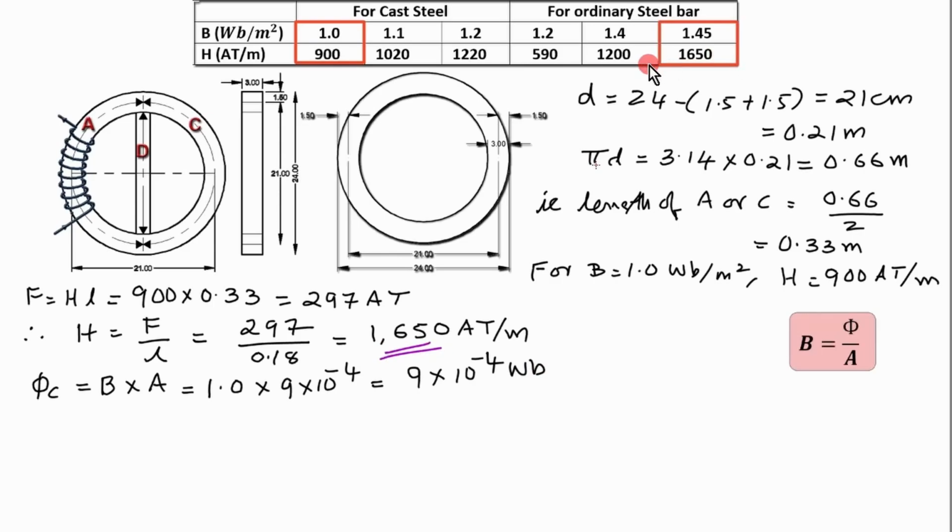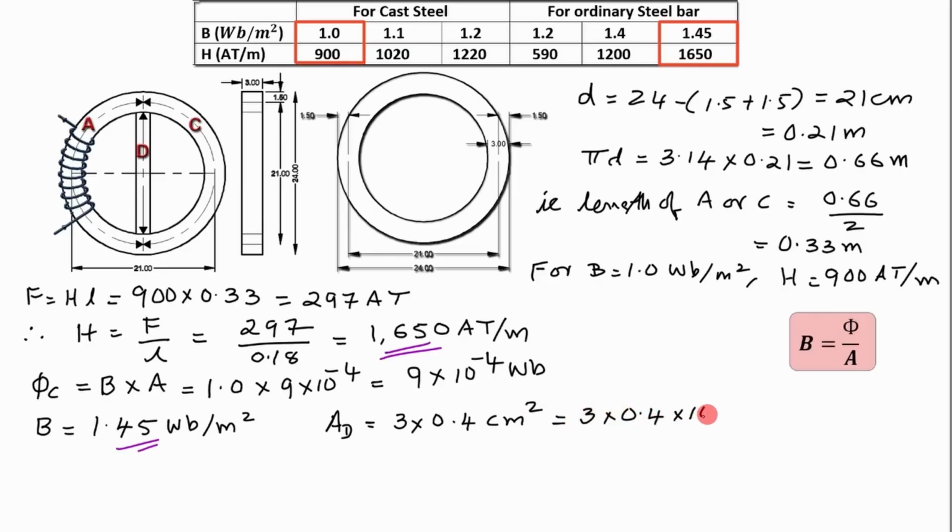From the table, for a magnetizing force of 1650, the corresponding flux density is 1.45 Weber per meter square. Therefore, for that ordinary steel bar fixed in the middle, B is equal to 1.45 Weber per meter square, as we got from the table. Area of cross section of this middle ordinary steel bar is given as AD is equal to 3 into 0.4 centimeter square. That is equal to 3 into 0.4 into 10 raised to minus 4 meter square.